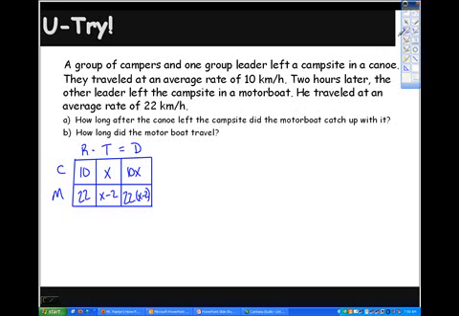These distances have to be equal because they've reached the same point, leaving from the same starting position. So the distance the motorboat went has to equal the distance that the canoe went. Let's go ahead and solve. We're going to distribute this 22 to everything in the parentheses. 22 times x is 22x. 22 times negative 2 is negative 44. That still equals 10x.